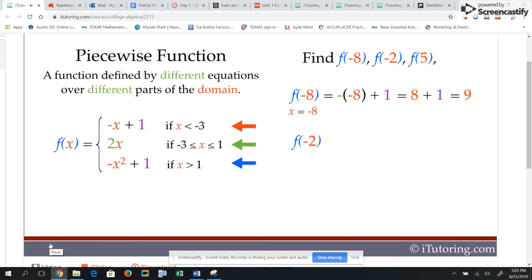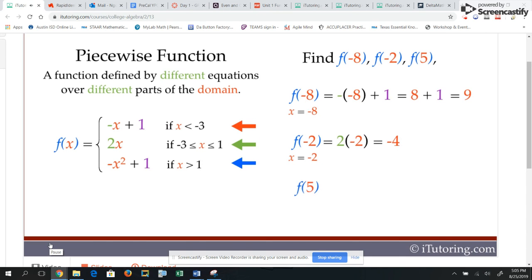Next, let's define f of negative 2. Here our x value is equal to negative 2. Let's find the appropriate domain where x is equal to negative 2. This will be in our middle domain where our function is defined as 2x. So f of negative 2 becomes 2 times negative 2, which is equal to negative 4. So f of negative 2 is equal to negative 4.